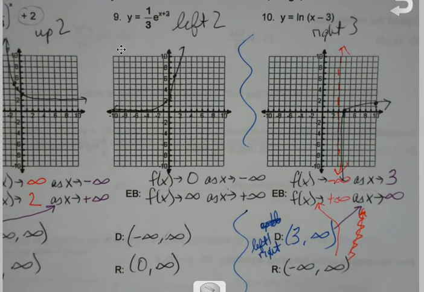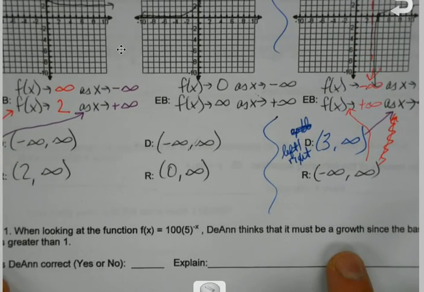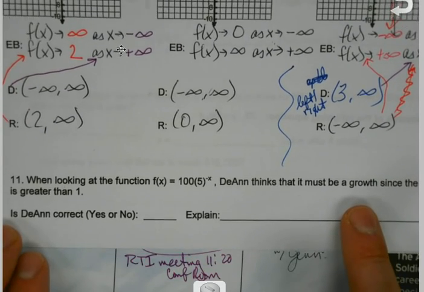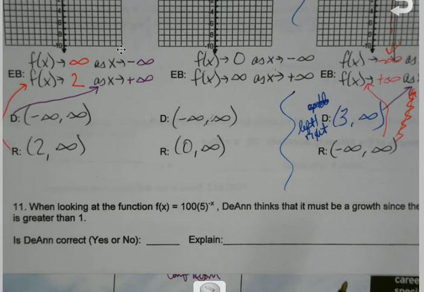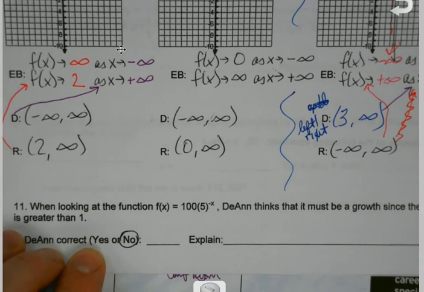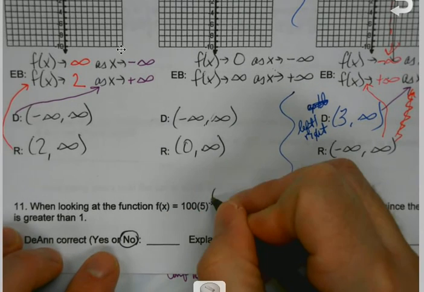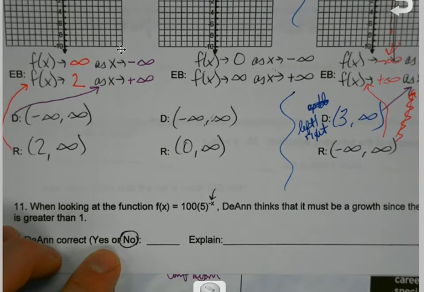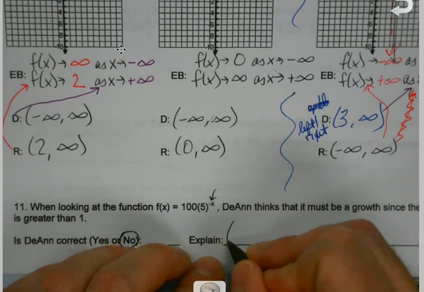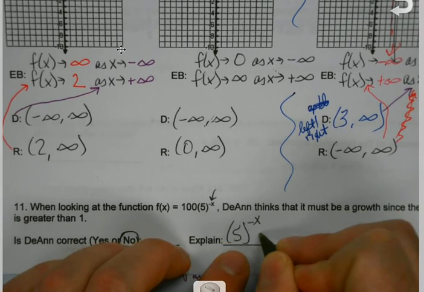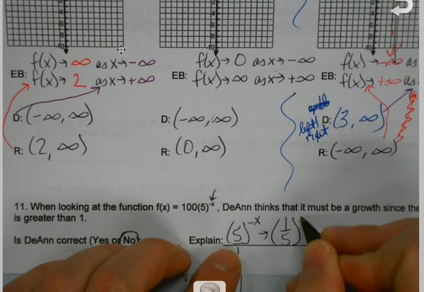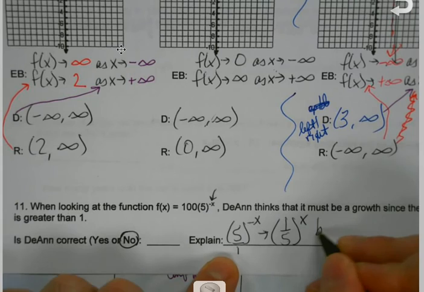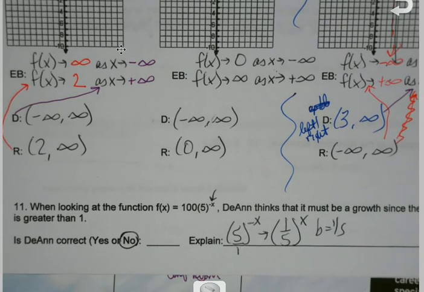Okay. So as we continue, when looking at the function 100 times 5 to the negative x, Deanne thinks it must be growth since the b value is greater than 1. Sensible. But is she right? No. Well, why not? We talked about this earlier. It's that negative exponent. Now, for the explanation, there's a couple of ways you could do this. You could do it mathematically and say, hey, that 5, or 5 over 1, flips. And now since my b value is 1/5, now it's decay.